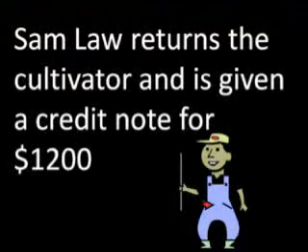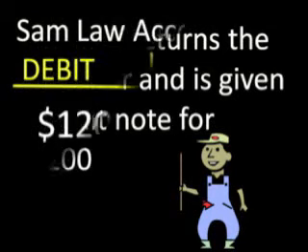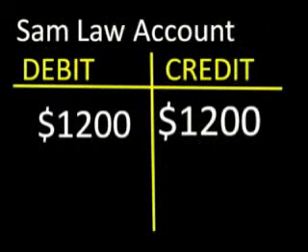What happens if an item is returned? How are the entries made to the sales ledger? Sam returns a cultivator and receives a credit memorandum for $1,200. Let's look at the entries here. We make a credit entry to Sam's account in the sales ledger. The credit entry reduces the amount Sam owes to Midwest Farming. We can see that Sam's account now has a zero balance, since he no longer owes money to the business.